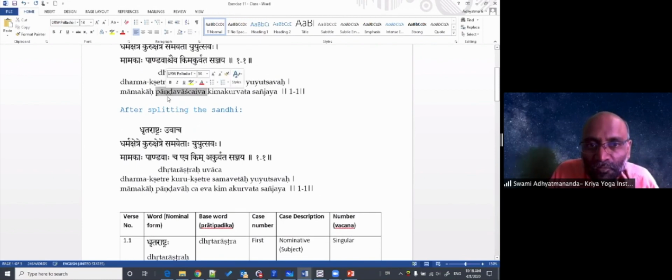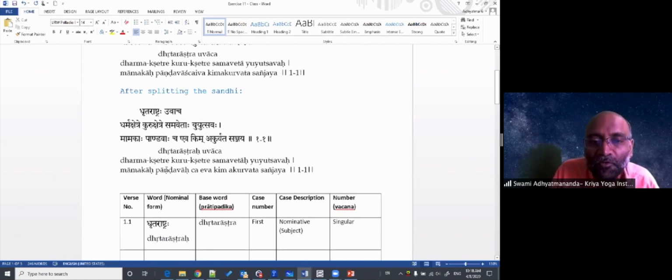Pandavaschaiva: when the sandhi splits, it becomes Pandavaha cha eva, three different words, because it is a case of sandhi. Dharma kshetre is actually one word, so even after sandhi it will remain one word. The hyphen is only for ease of pronunciation. So please remember, the hyphen does not indicate that they are two words. So you will use the whole word, dharma kshetre.